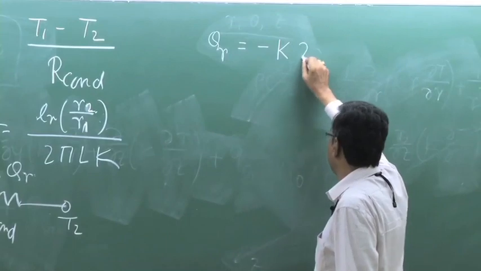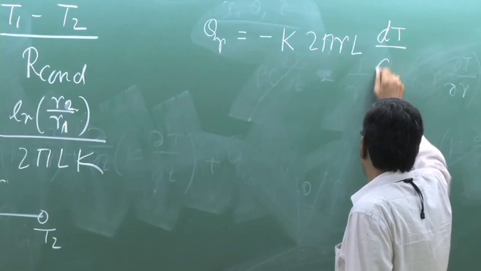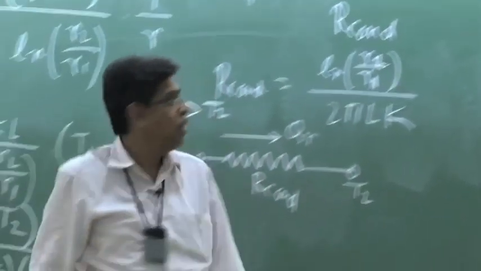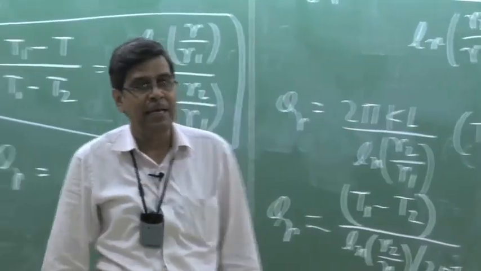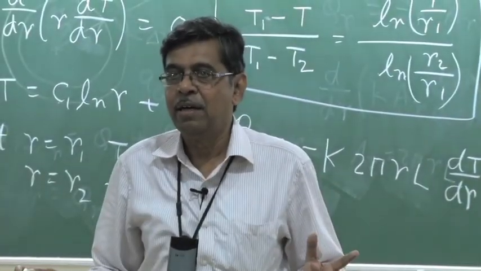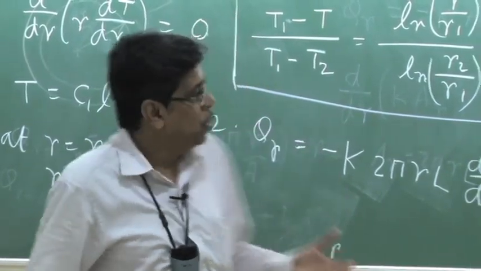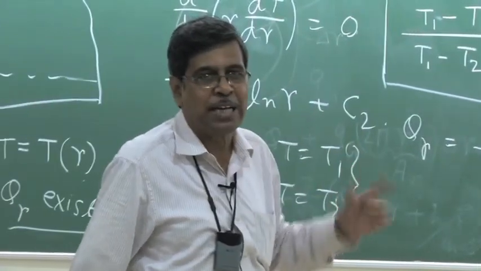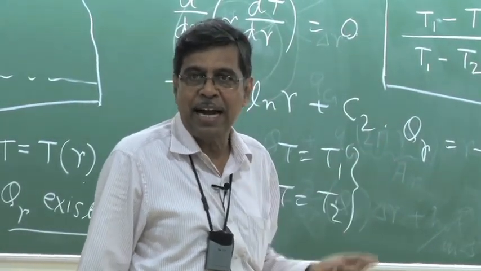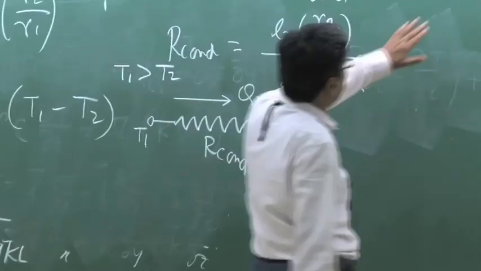Heat flux is K into 2 pi R L dT dr. There is no assumption. Qr is minus K 2 pi R L into dT dr. This is Fourier's law of heat conduction. Now, if I neglect heat generation and assume steady state, across any cross section at any R the heat transfer rate is constant. That means Qr itself is constant, which you can write as Q itself.